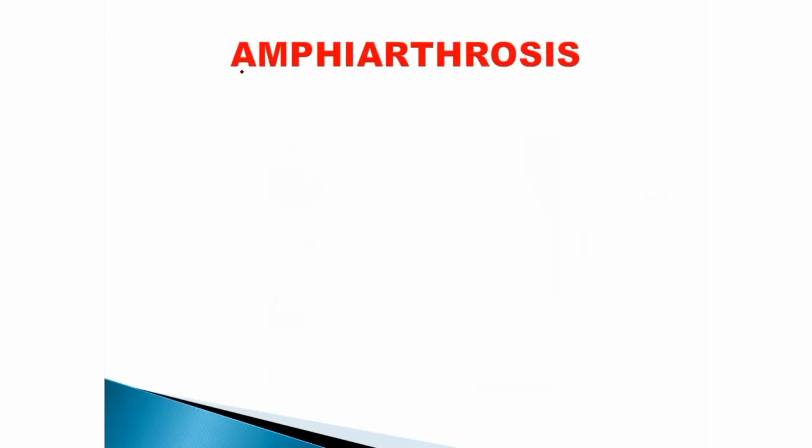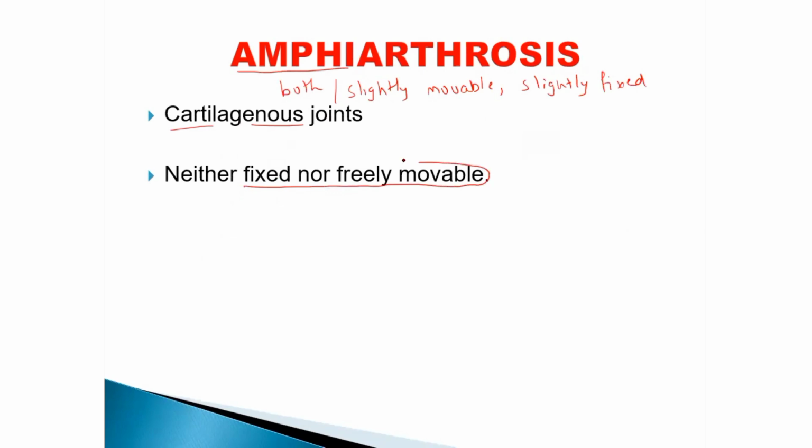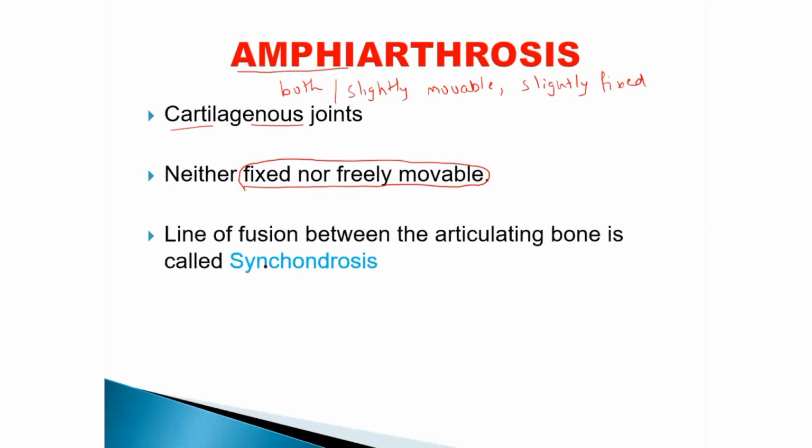We are moving toward amphiarthrosis. Amphi basically means both. So I can say it is slightly movable, most important, and slightly fixed. So it shows a very little bit of movement, which is called amphiarthrosis. It is a type of cartilaginous joint. It has cartilage. It is neither fixed nor freely movable. Remember, amphiarthrosis is neither fixed nor freely movable.